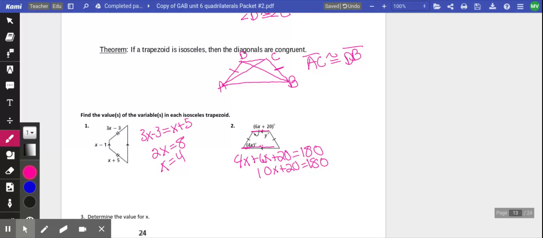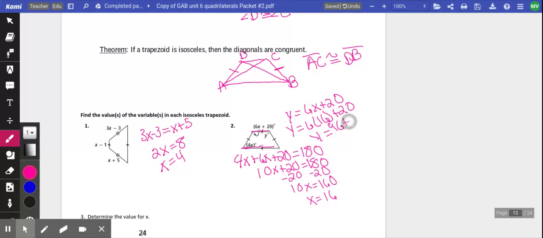by saying 4x plus 6x plus 20 equals 180. So then I just solve for x, and I get that x equals 16. Now, knowing that x equals 16, we can find y because y is equal to 6x plus 20. So it's 116.